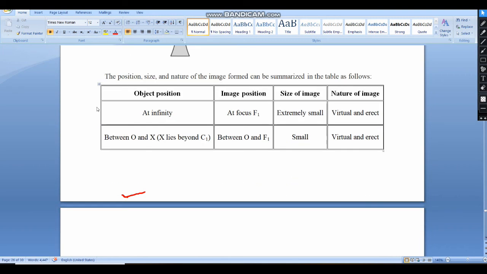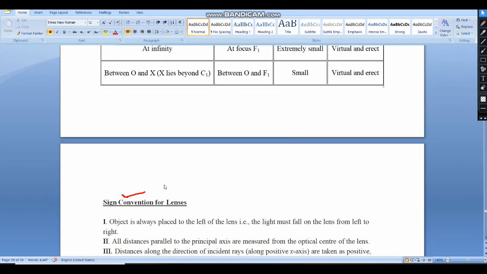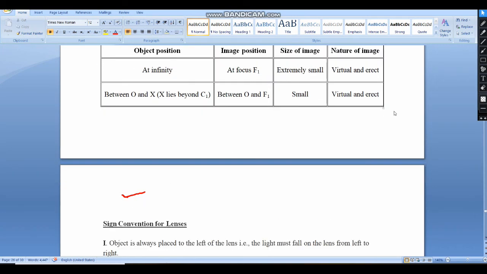Here there are only two cases, and the position, size, and nature of the image formed can be summarized in the form of a table. Okay, next is also a very important part, the sign convention.